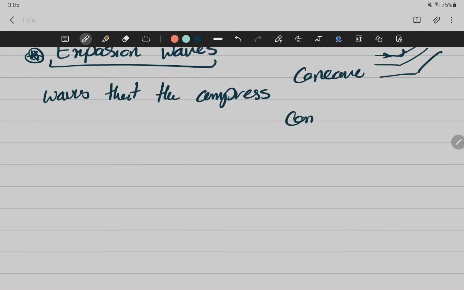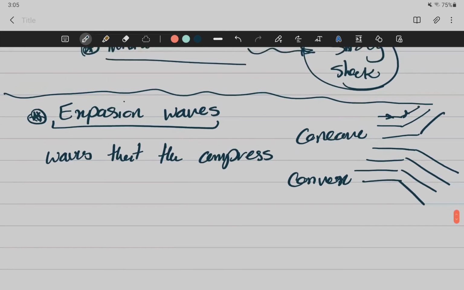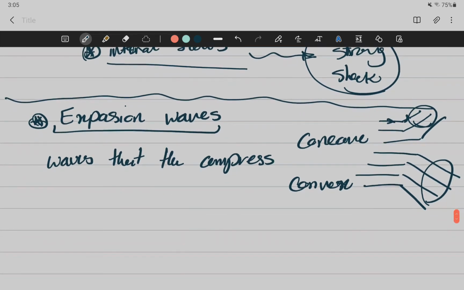But what will happen to your flow if you are dealing with a convex geometry? Are we going to have shock waves? Here, your flow is compressing. Can we say the same thing here? Let's do the opposite. It is going to be the opposite, right? So your flow is going to expand. What does this mean? When your flow expands, what does it mean for your velocity? Increase.